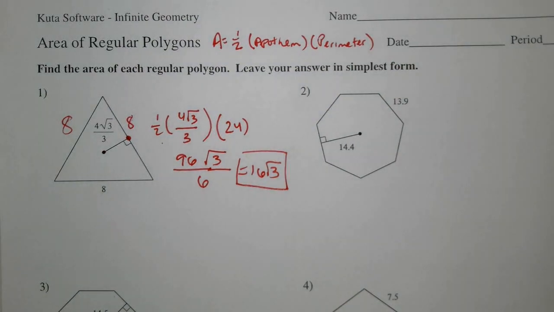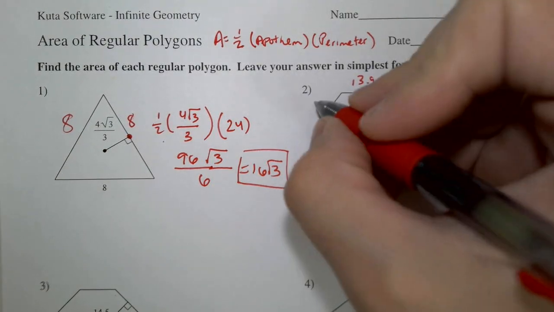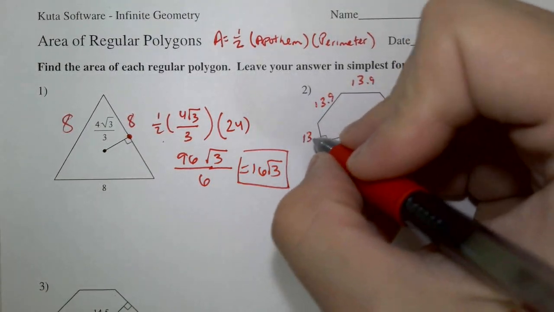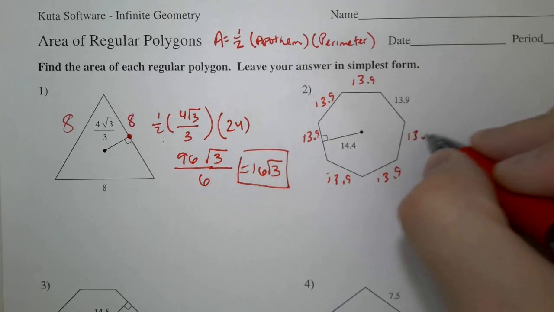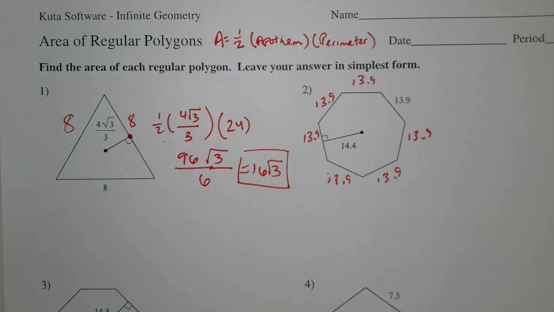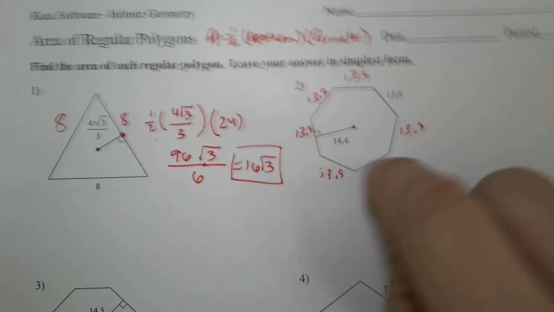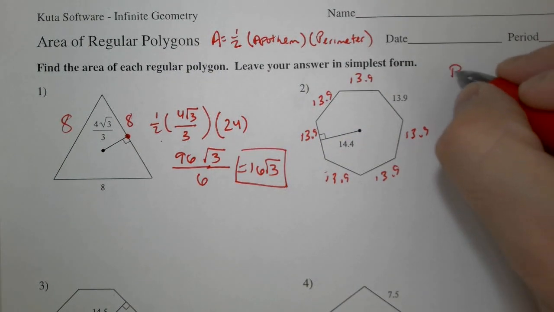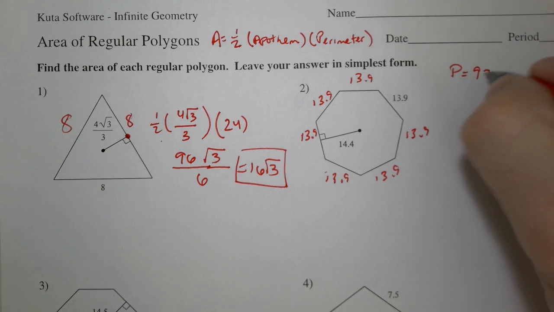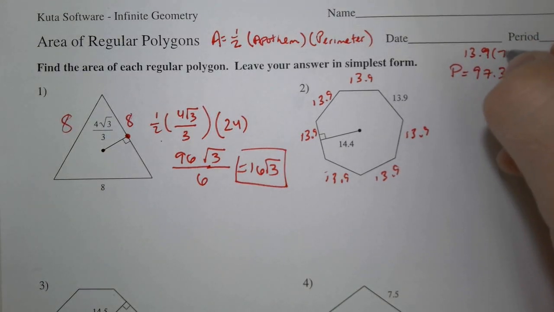Next one. We got 13.9, and we have a few of these. If we add up those 13.9s, there are 1, 2, 3, 4, 5, 6, 7 of them. So 13.9 times 7 means our perimeter is 97.3.